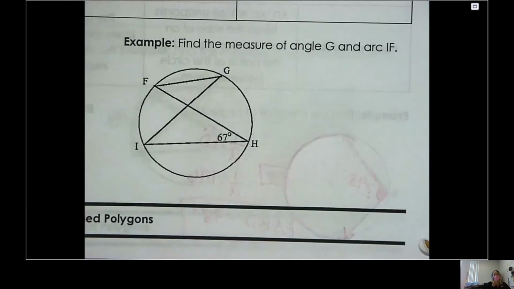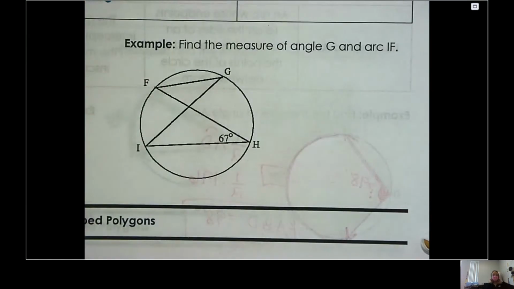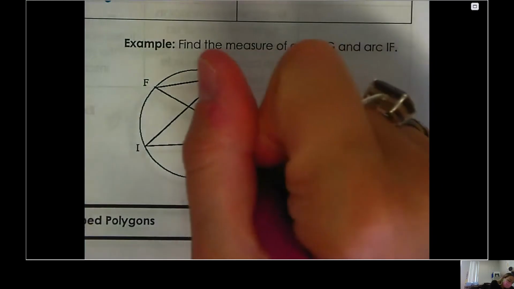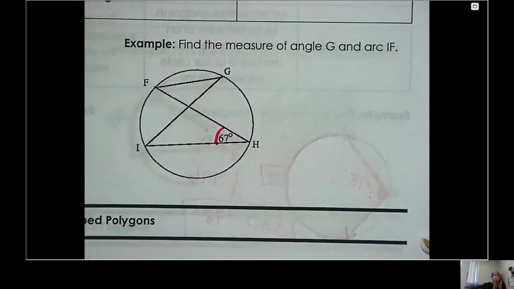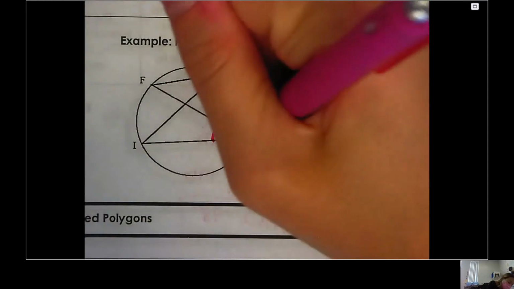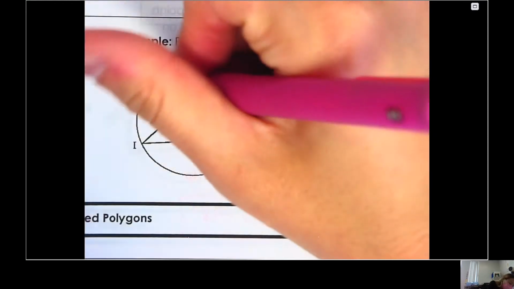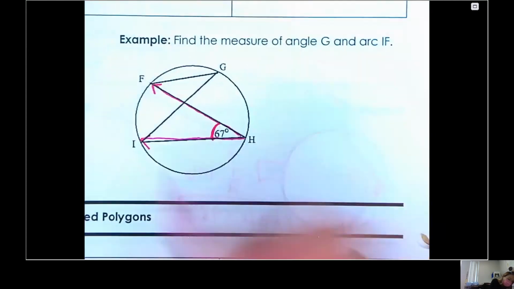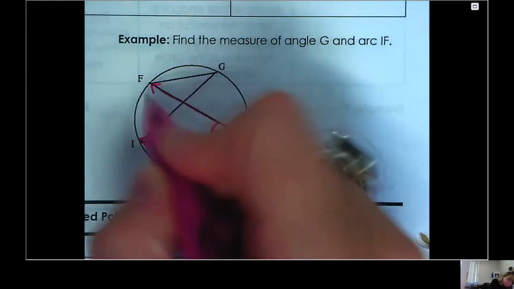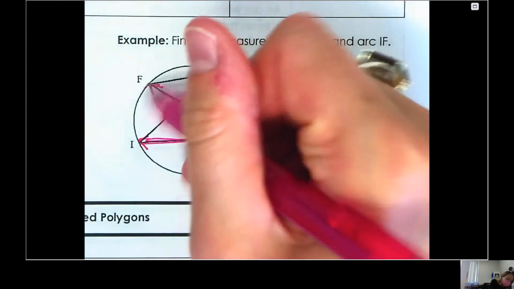Okay, let's look at the next one. Find the measure of angle G and arc IF. So let's start with the angle we're given, which is 67. Which arc does it open up to? It opens up to IF, which means I can figure out IF by doing what?